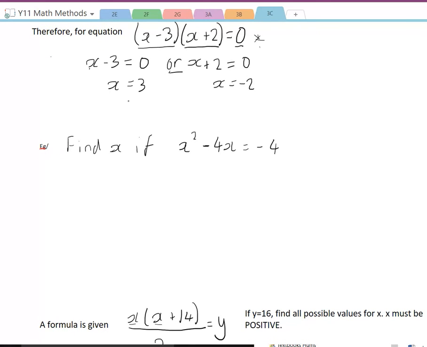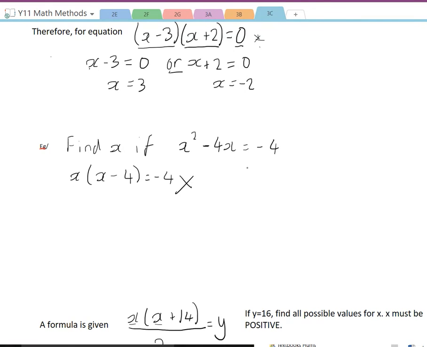Find x if x squared minus 4x is equal to negative 4. So maybe have a crack at these yourself. All right, so if I was looking at this straight away, I'd immediately think, all right, we've got a common factor here. So I'd pull x out the front: x times (x minus 4) is equal to negative 4. Now this doesn't help us because that's not equal to 0. So x could equal a whole range of things. We couldn't just write x is equal to minus 4 or x minus 4 is equal to minus 4 because there's a whole range of things that x could equal there.